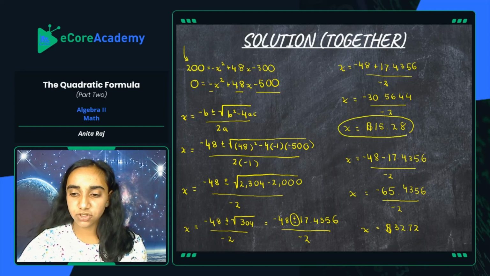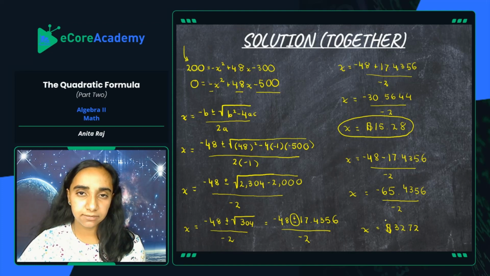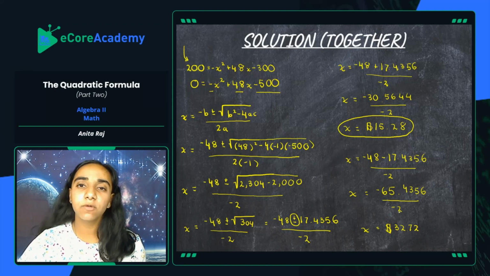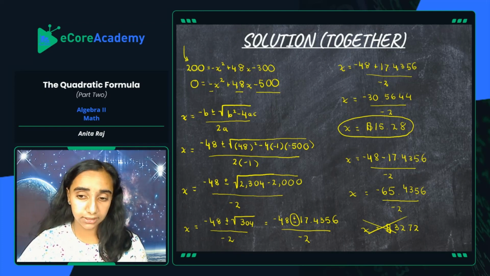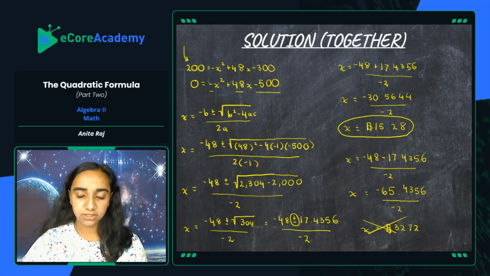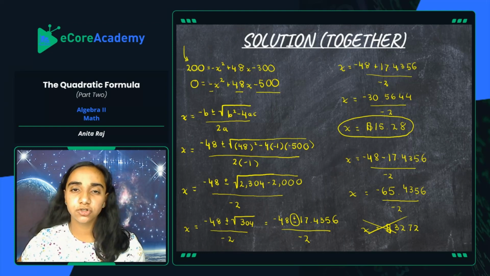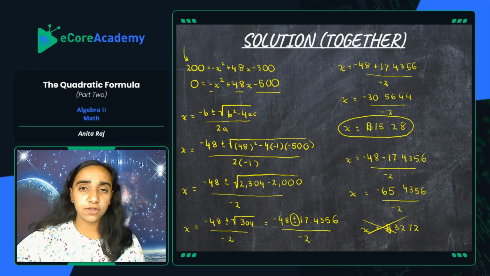And while this other answer works, it's not what we want, because we want the least amount of money. If we can charge $15.28, why would we charge $32.72? So that's where the logic part of this comes in. So I'm going to put an X on this, although it works mathematically, it is not correct in this context. So the answer to this would be we would have to charge $15.28 to reach our goal of $200 from the fundraiser. So that was how we solved this by hand.